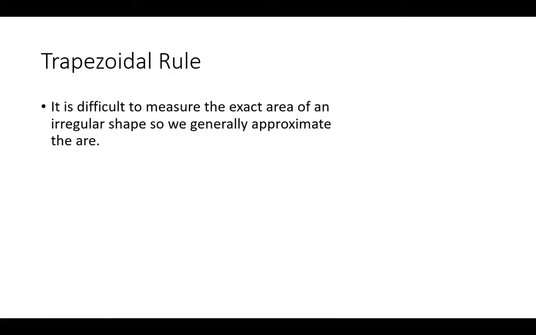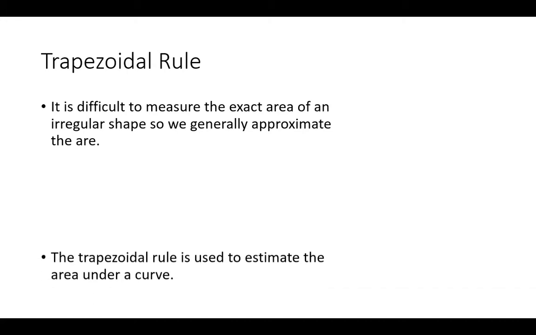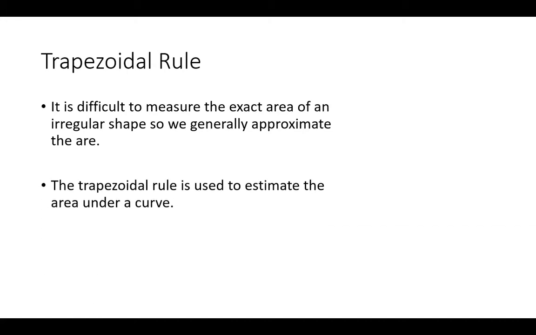Now, regular shapes like squares, circles and triangles have a basic formula for their areas. But irregular shapes don't have a formula. So what we do is we take the irregular shape and apply the trapezoidal rule. Now I'll go through that with you step by step. First of all, it's very, very difficult to get the exact area of an irregular shape, so we approximate instead. The trapezoidal rule will be used to estimate the area under a given curve.